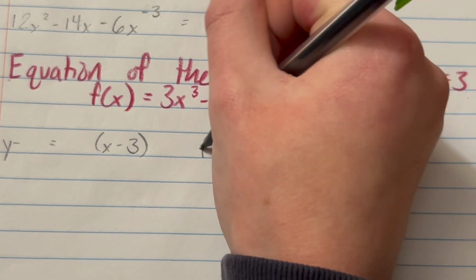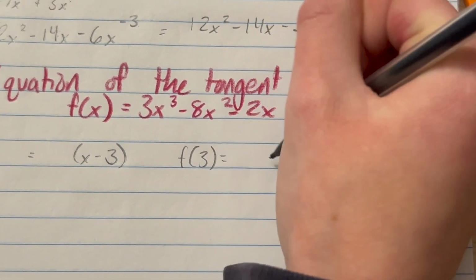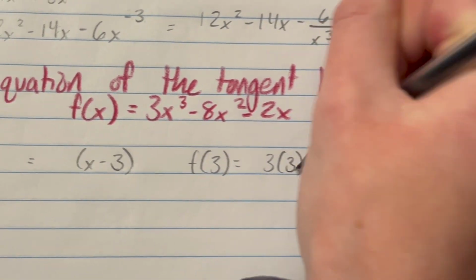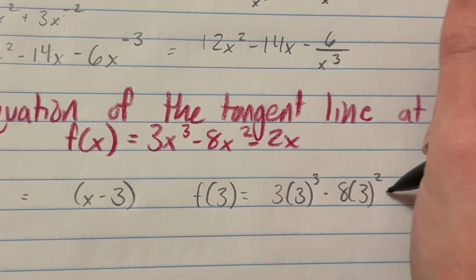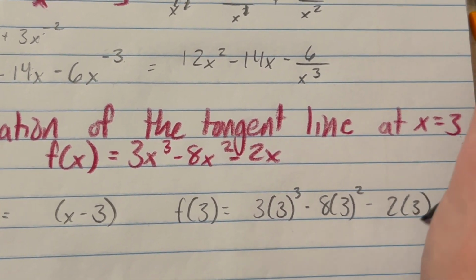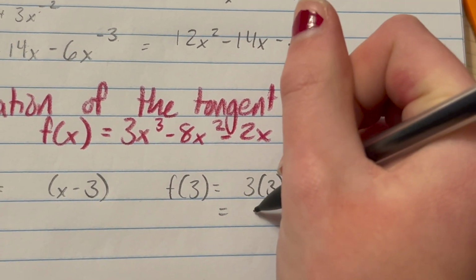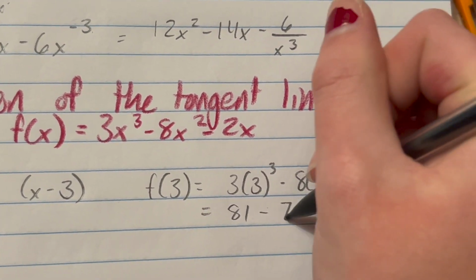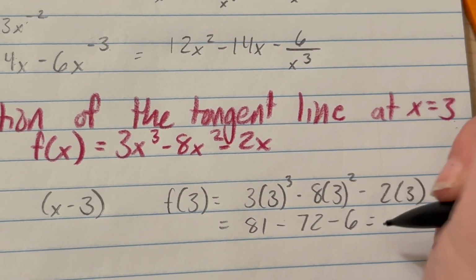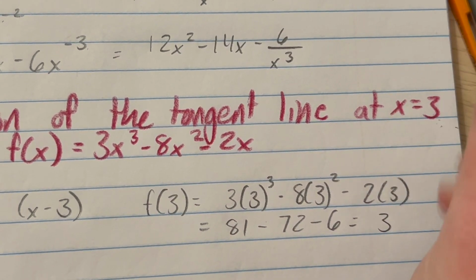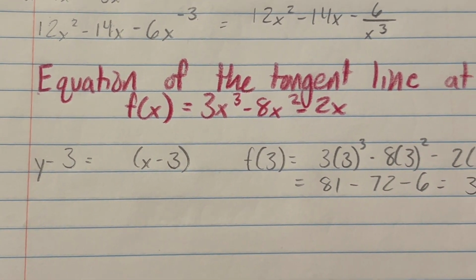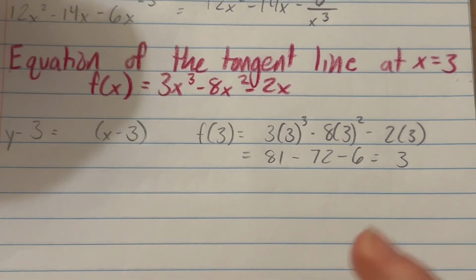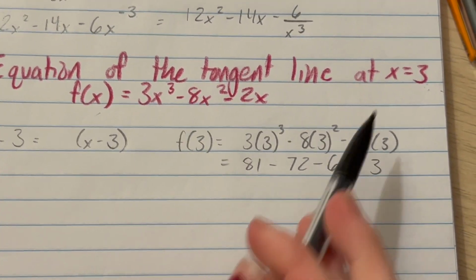In order to find the y1 value, you have to plug in the x value that you're given into the original function. That will give us 3 times 3 to the third minus 8 times 3 squared minus 2 times 3. And that's going to give us 81 minus 72 minus 6, and the answer for that is just going to be 3. In order to find the slope, however, we'll have to first find the derivative of that function and then plug in the given x value.